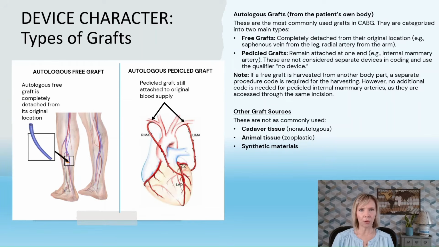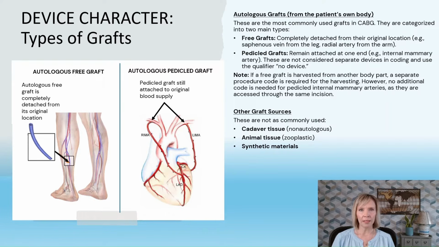Understanding the types of grafts used in coronary artery bypass procedures is important for accurately selecting the device character because the graft type directly determines which device character should be assigned. Different types of grafts can be used, but the most common are healthy veins or arteries taken from the patient's own body. These are called autologous grafts.